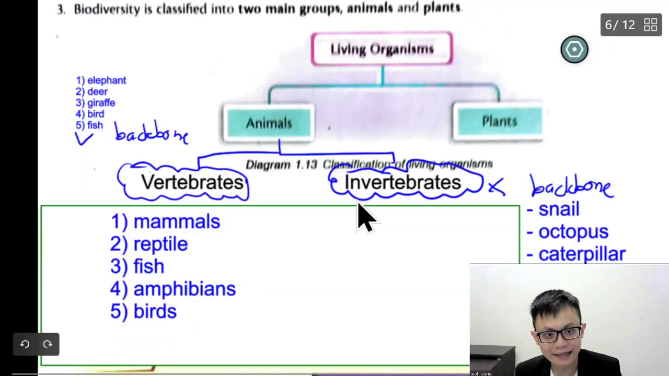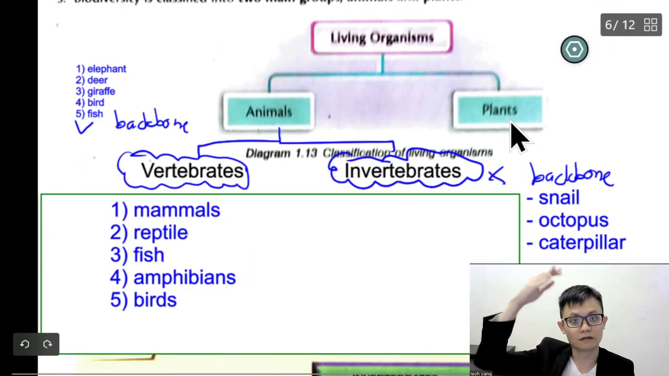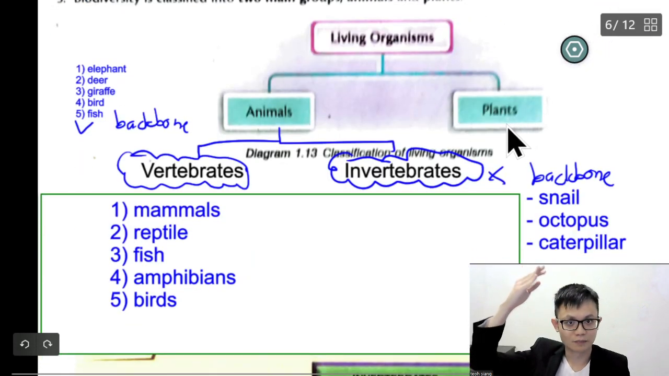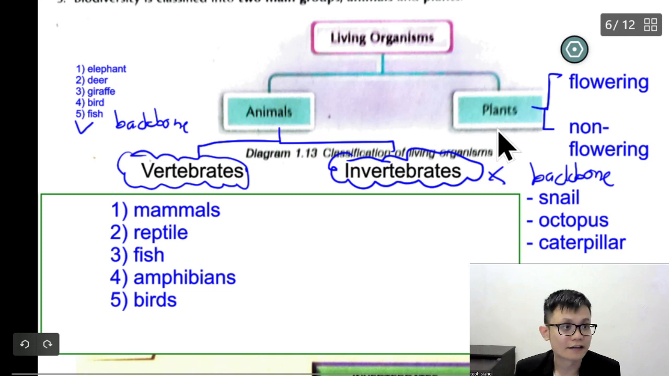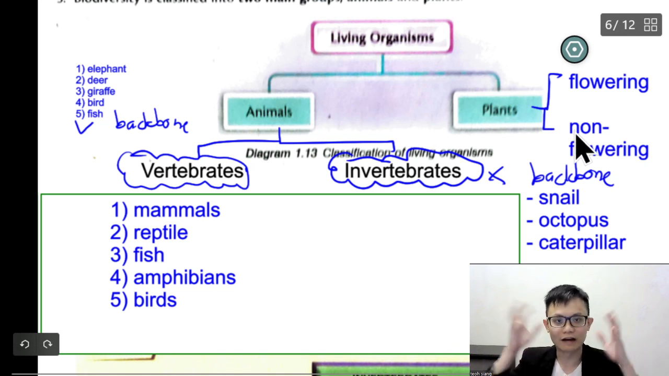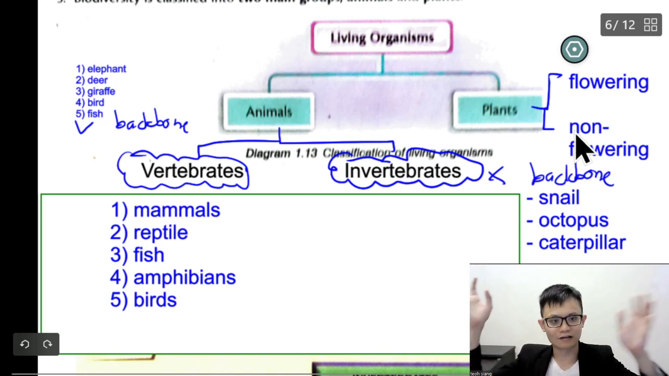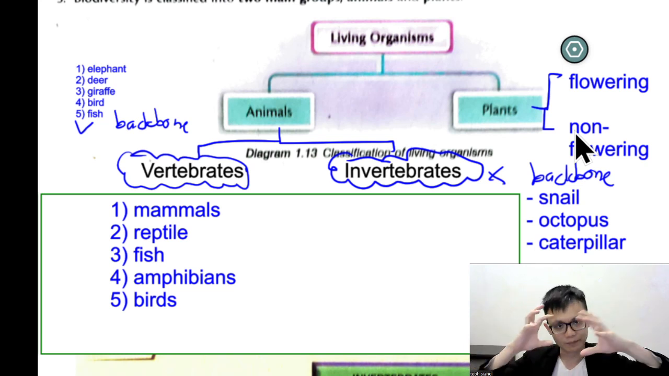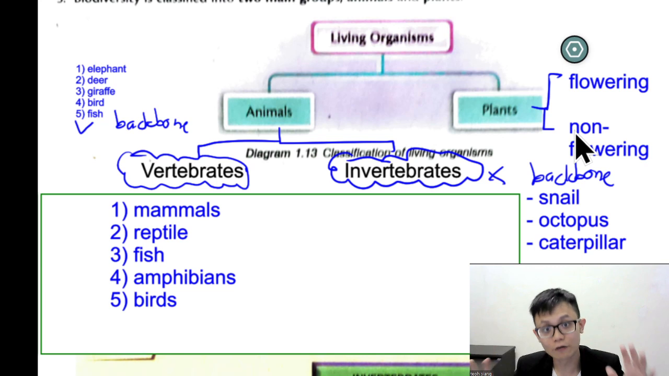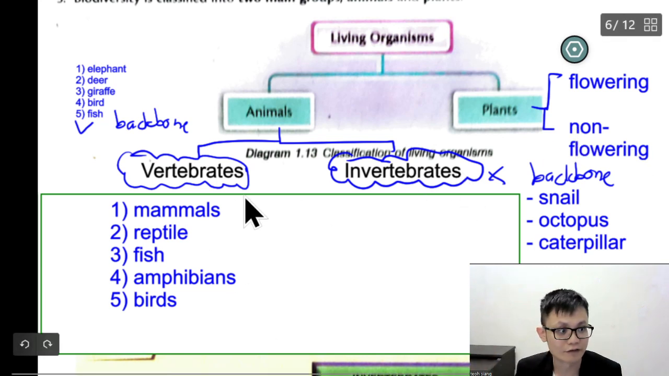So of course plants also have divisions, correct or not? Plants are divided into 2 categories, which are flowering and non-flowering. Flowering is still divided into monocotyledon and dicotyledon, and non-flowering has shrubs, and so on. It's a very big topic that we can cover, but we just do it here first.